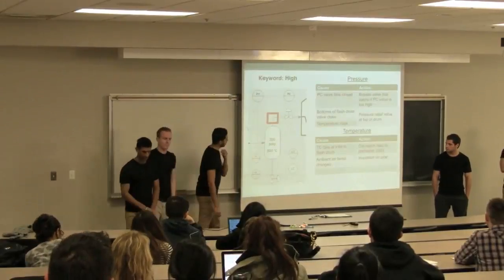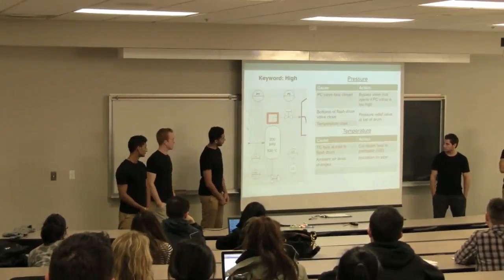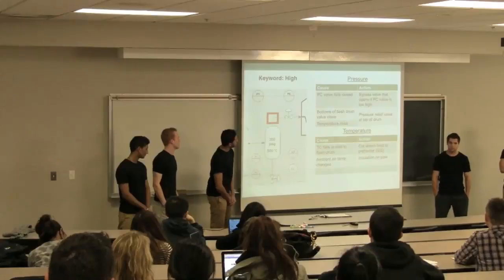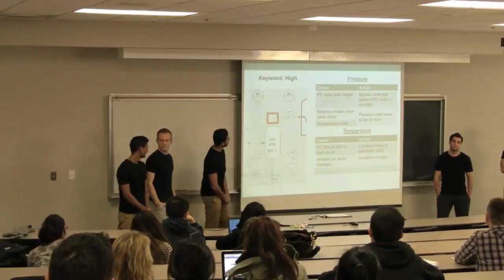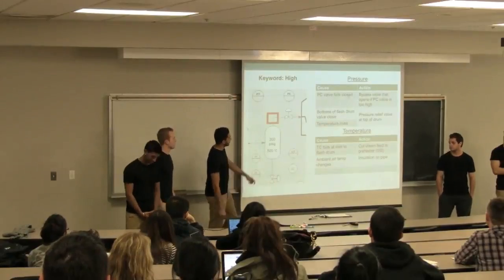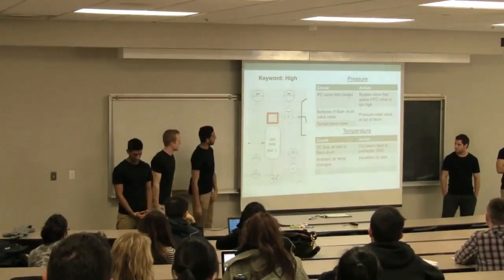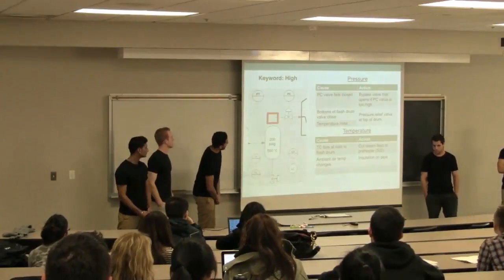So looking at the high keywords for our hazard analysis, again, we analyzed the same three parameters: pressure, temperature, and flow. The first one we'll go over is pressure. There are a couple of things that cause high pressure at our node right here, and the first one is if the pressure control valve fails closed. What we do is set up a bypass valve that opens in case the PC valve is too high, and that would help with the flexibility component of the operability.